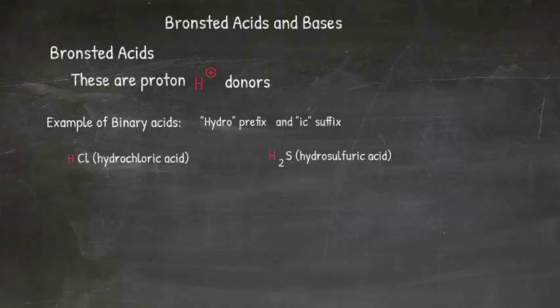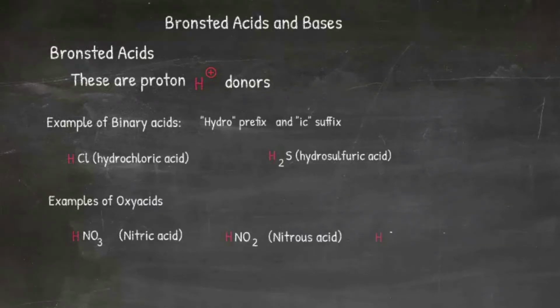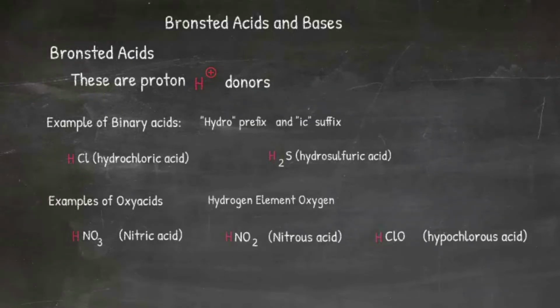The other type of acids are called oxyacids. Here are some examples of oxyacids: nitric acid, nitrous acid, and hypochlorous acid. Notice that these types of acids have a hydrogen, an element, and one or more oxygens. Acids and bases continue on the next slide.